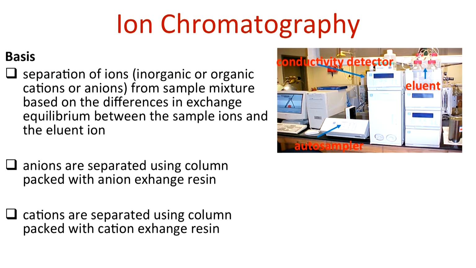And last but not the least is ion chromatography. Once again, it's a separation technique, but this time it's for the separation of ions, meaning charged ions. It can be inorganic, it can be organic, and the separation is based on the exchange equilibrium between the sample ions and the eluent ions. The anions are separated using a column packed with anion exchange resin, whereas the cations are separated using a column packed with a cation exchange resin.